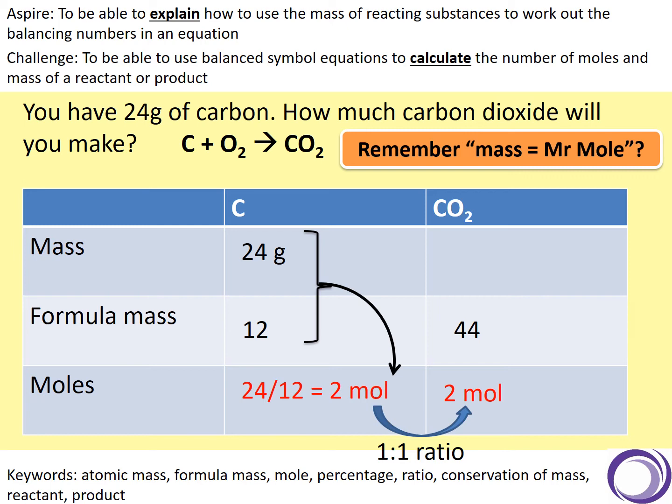We can then go back to our mass equals Mr times mole equation, and we have the formula mass, the Mr, we have the number of moles, 2, so we substitute those back into the equation, and we get 2 times 44 would be 88 grams. So 24 grams of carbon reacting with oxygen would produce 88 grams.